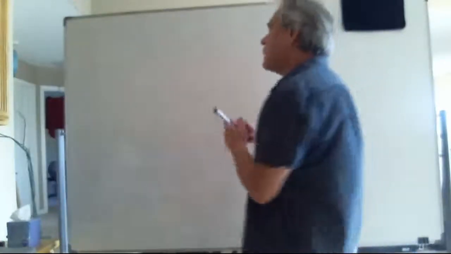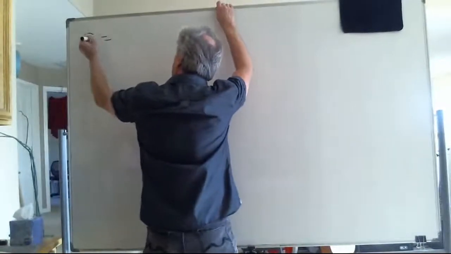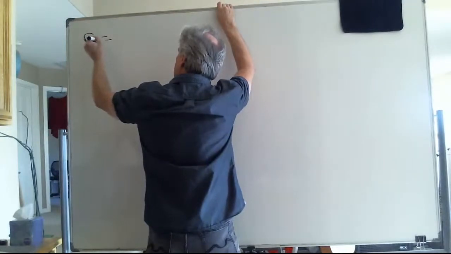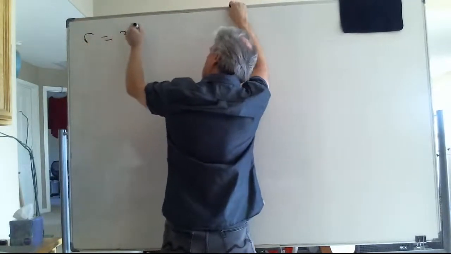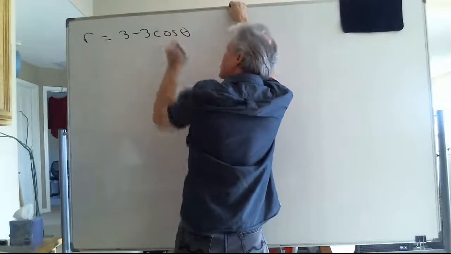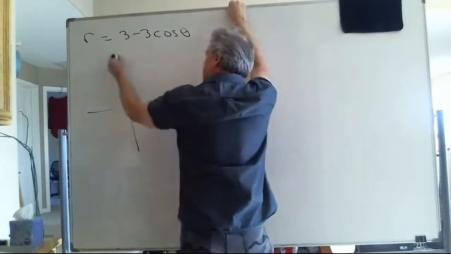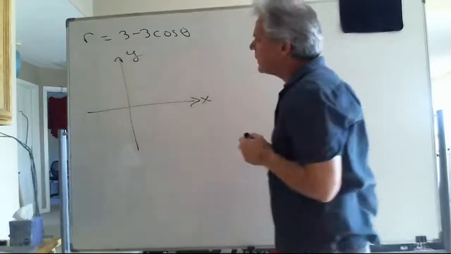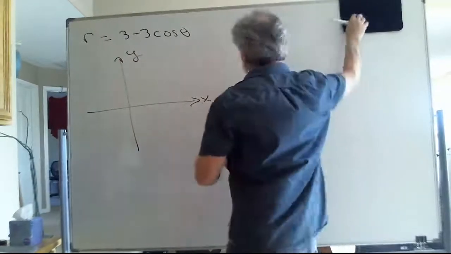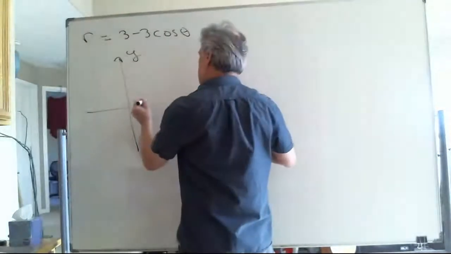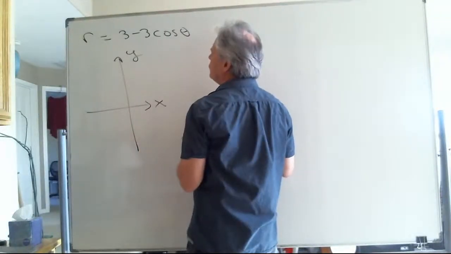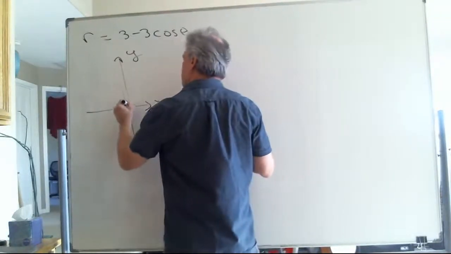So I believe the cardioid we had before was this. Uh-oh, I don't remember it. Sorry, I thought I did. This cardioid, I'm going to skip how to sketch it out completely because we've already discussed it. It's going to open up this way.